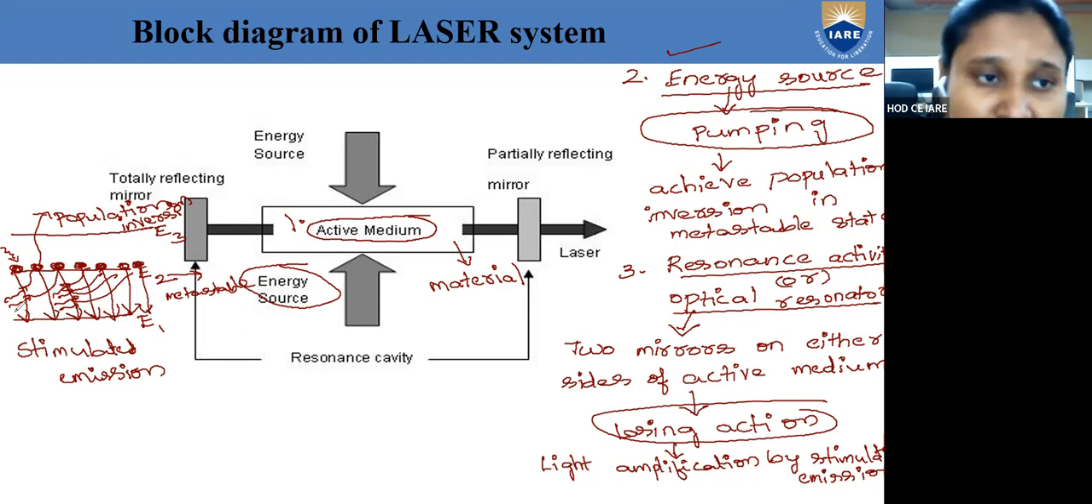But our question is, did you get this doubt? How do I make these photons collide with these excited atoms?